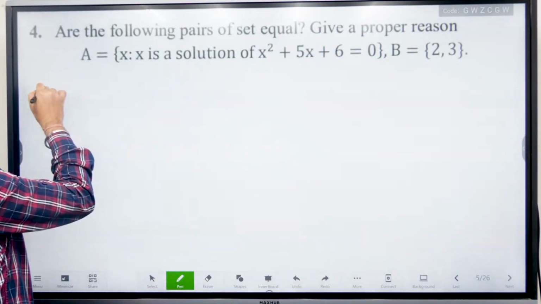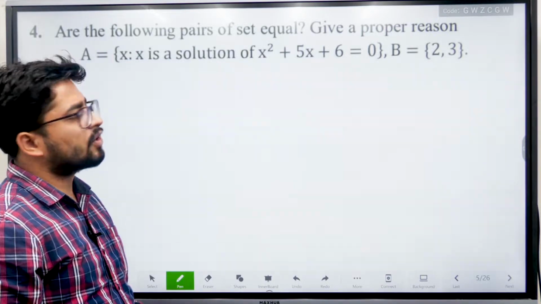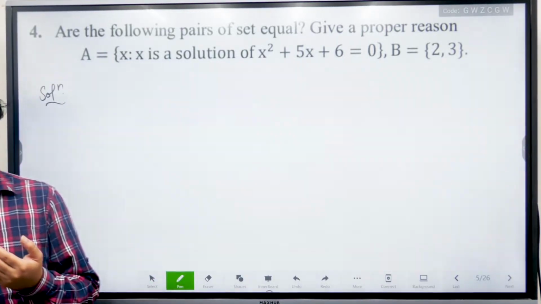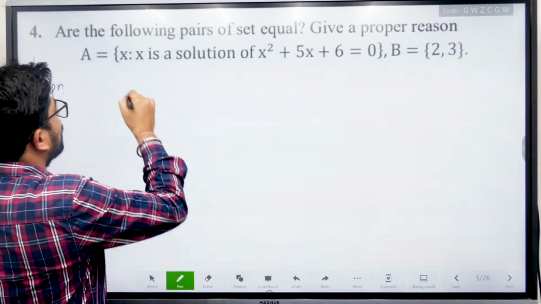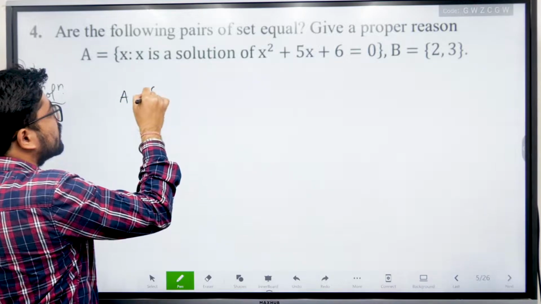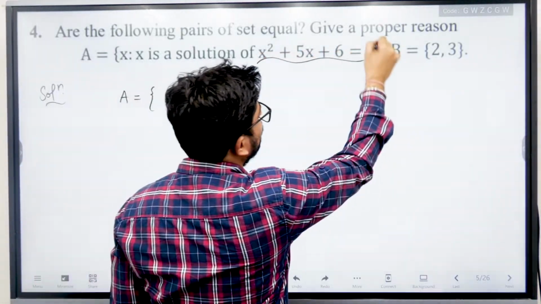Next question is, are the following pair of sets equal? We know two sets are equal when they have exactly the same elements. So give a proper reason for that. If you observe, set A is the solution of this equation.